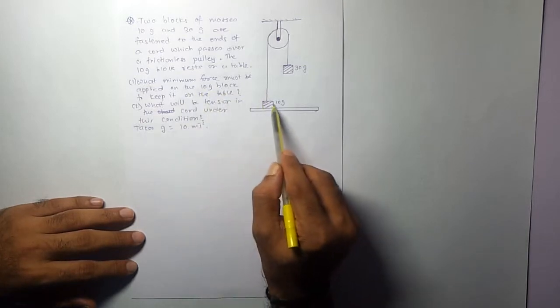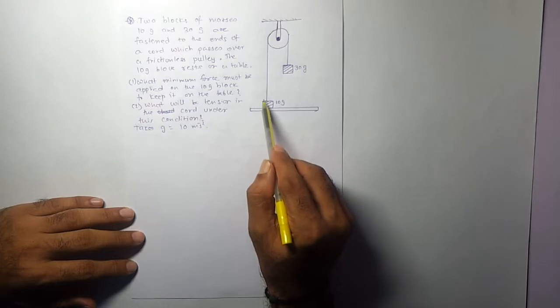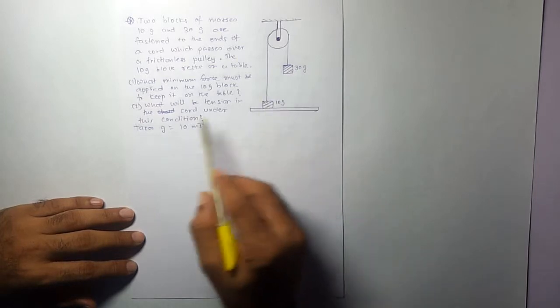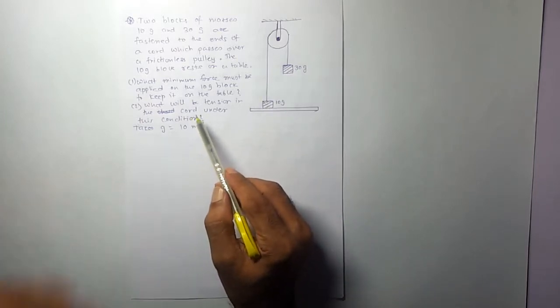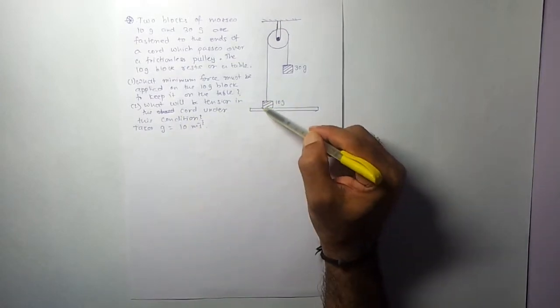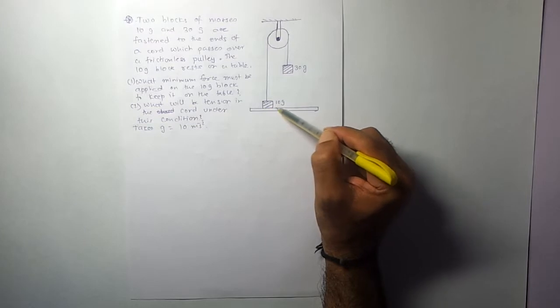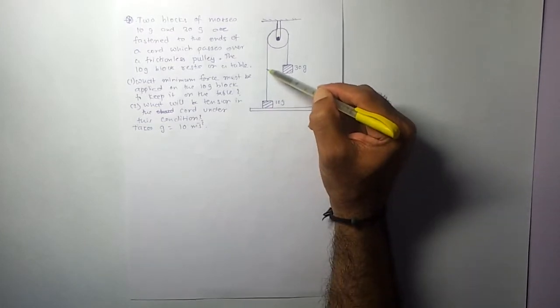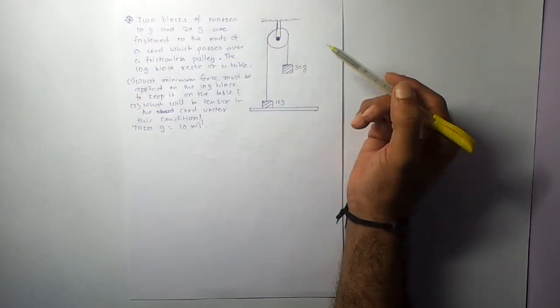So what force should I apply on this, in the downward direction, so that it remains in contact with the table? And the second question we have to answer is, what will be the tension in the cord under this condition? So when I apply force onto this to keep it in contact with the table, what will be the tension in this cord?